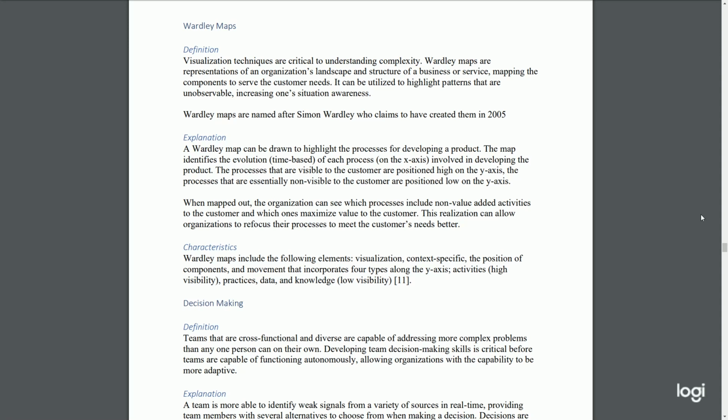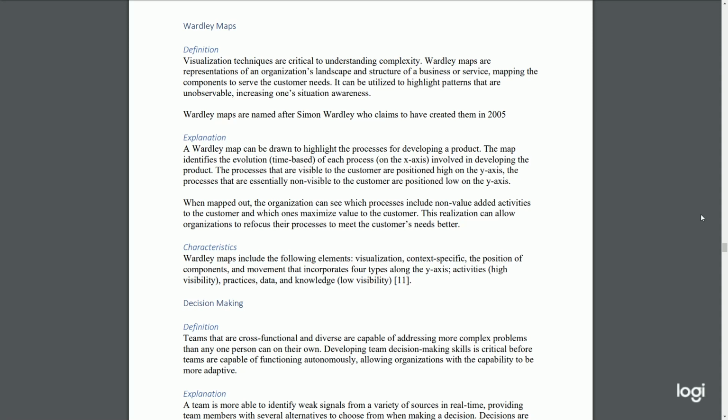When mapped out, the organization can see which processes include non-value added activities to the customer and which ones maximize value to the customer. This realization can allow organizations to refocus their processes to meet the customer's needs better. Characteristics. Wardley maps include the following elements: visualization, context-specific, the position of components, and movement that incorporates 4 types along the y-axis: activities, high visibility, practices, data and knowledge, low visibility, decision-making.